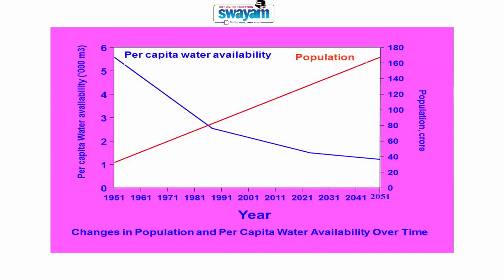Let us see per capita water availability, which is going down every year because of our rise in population, demand for irrigation, and industrial water use, and all these are putting pressure on water availability, which is a big challenge to manage water.